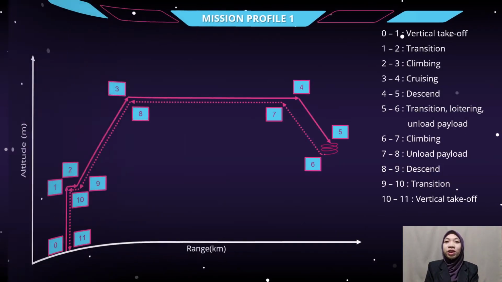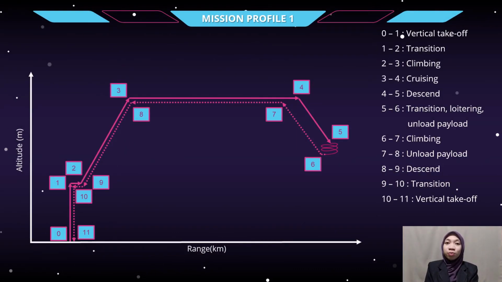For the mission profile, there are two mission profiles that have been designed. For the first mission profile, the UAV will unload the payload while loitering in the air. As we can see from the figure, the VTOL UAV will take off and climb and cruise at a specific cruise speed at a specific altitude, and it will descend a little bit and loiter. During the loitering, it will unload the payload and it will return to the original location after that.